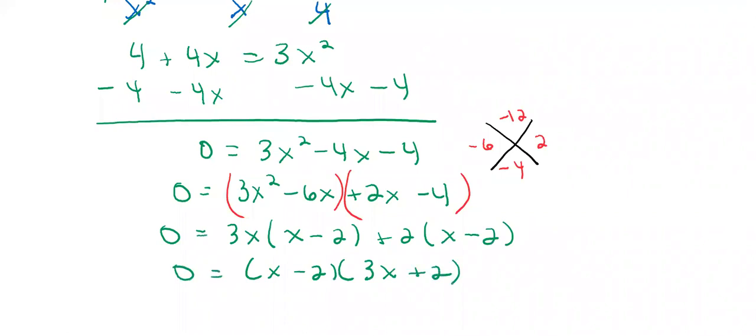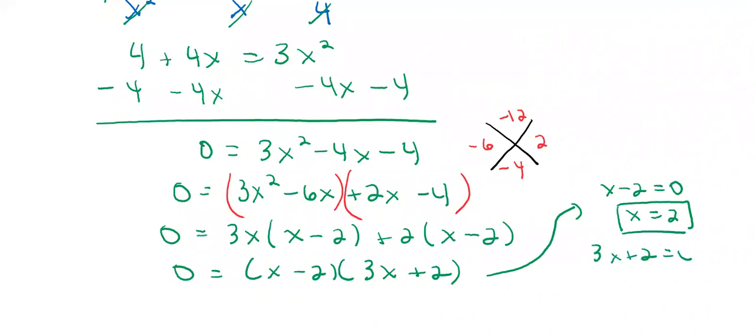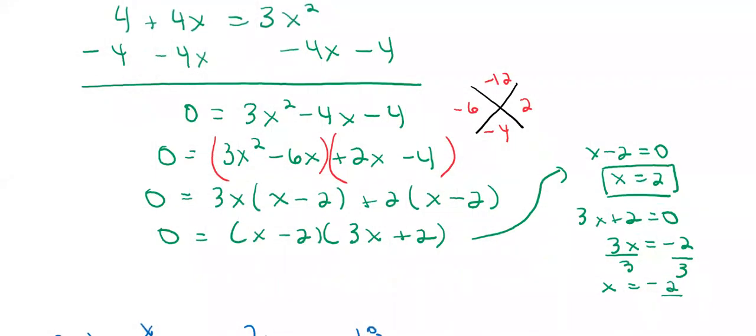All right, so setting those two things equal to 0, I'm going to go ahead and do that over here. So x minus 2 equals 0 is going to give me x equals 2 as one solution. And 3x plus 2 equal to 0, I'm going to get 3x equals negative 2, or x equals negative 2/3 once I divide. Shift this up as my second solution.